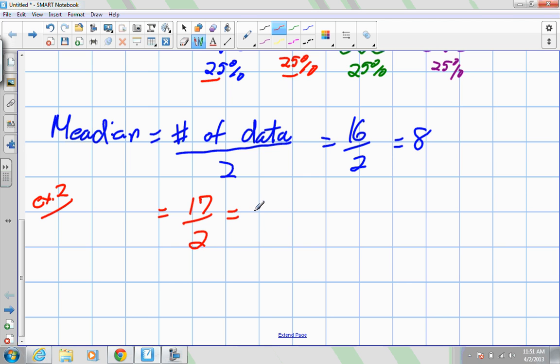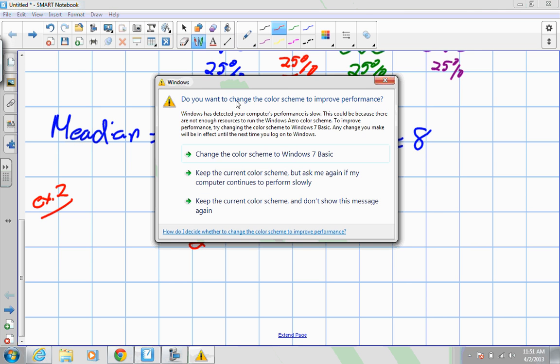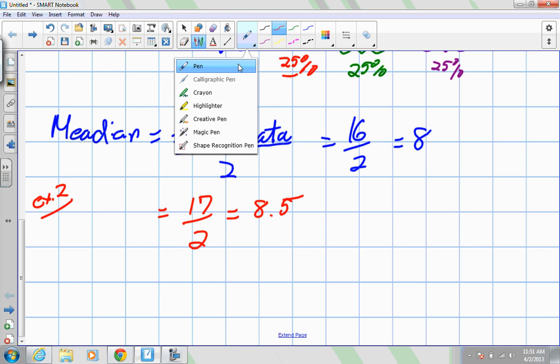8.5. Okay? Now, we don't consider splitting pieces of data. What would that mean, 8.5? We rounded up to 9. So, I'm going to use little pictures here so that I can remember where they are. So let's use little happy faces to help us out here.